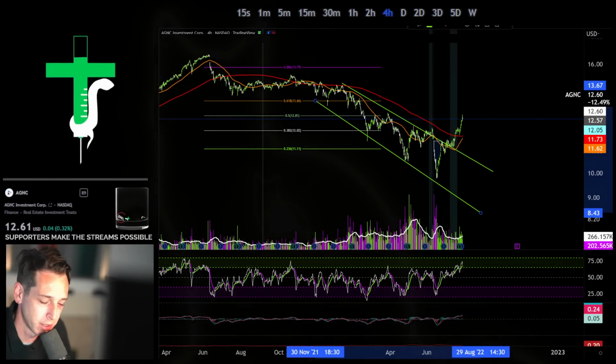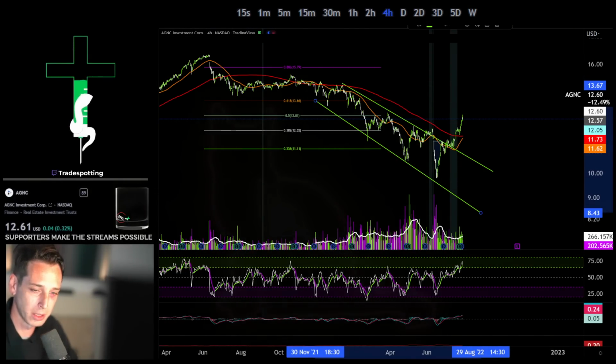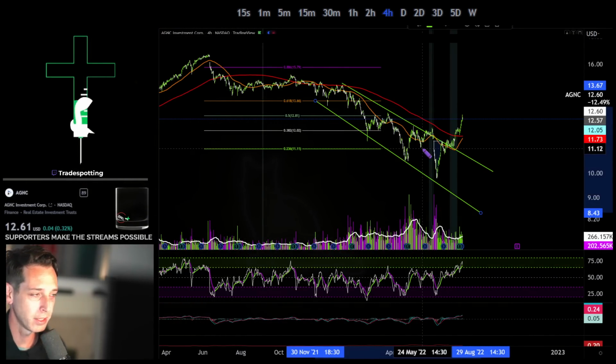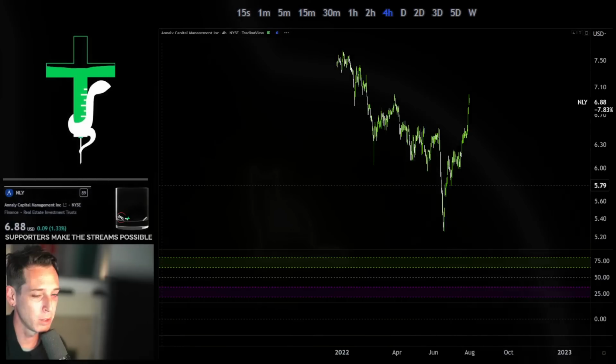But when analysts are talking about real estate investment trusts, they're typically not looking at the next couple of days or weeks of price action. And after this, we're going to drop down to the next one, NLY.